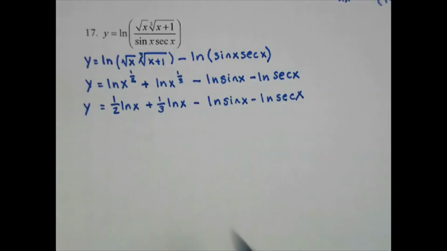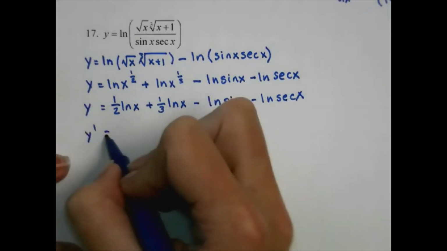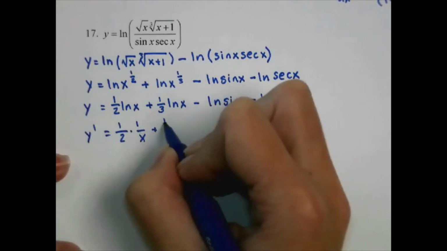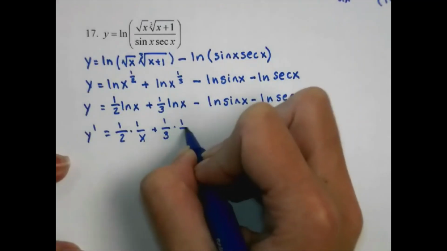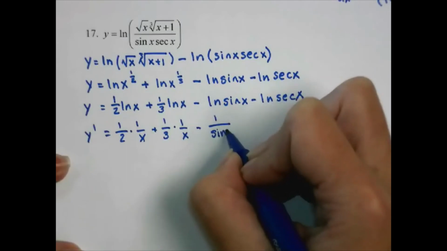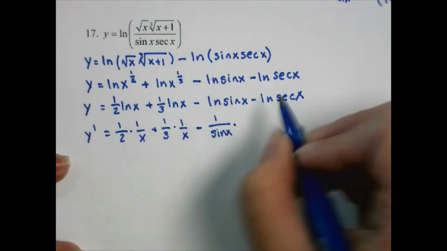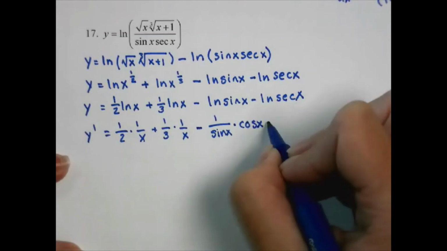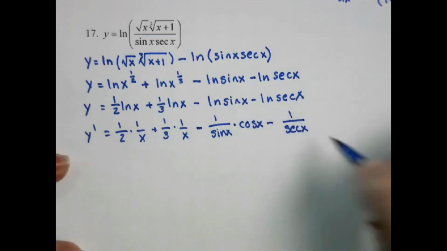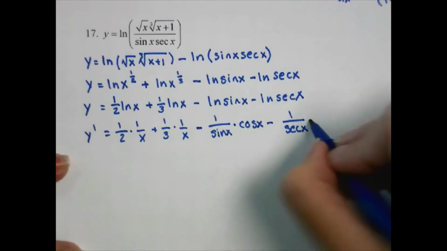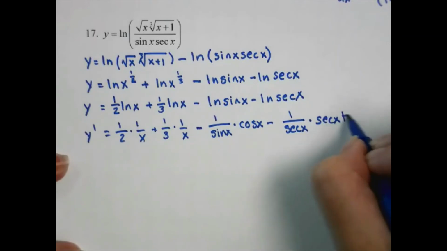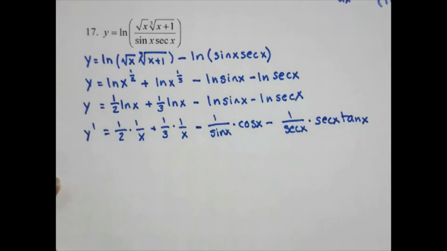Now I will take the derivative. So we're going to have 1/2 times 1 over x plus 1/3 times 1 over x minus 1 over sine of x times the derivative of sine of x, which is cosine, minus 1 over secant of x times the derivative of secant, which is secant tangent. And you can leave it like that.